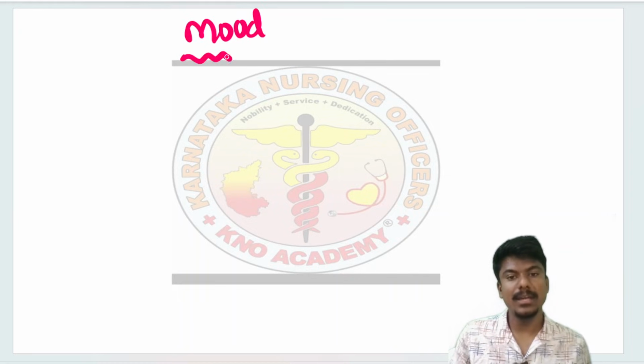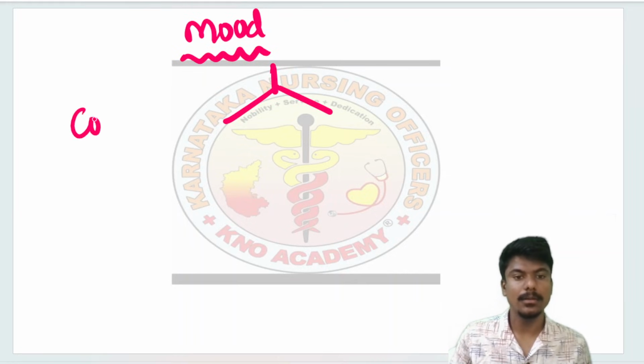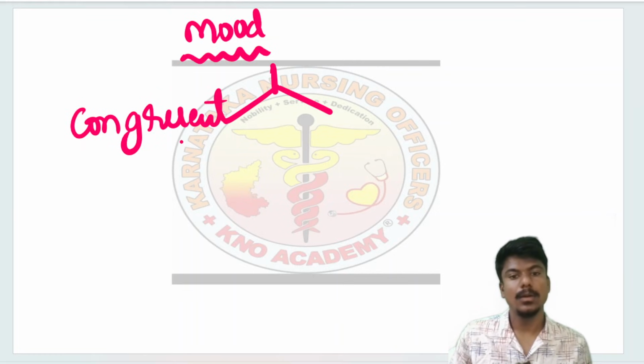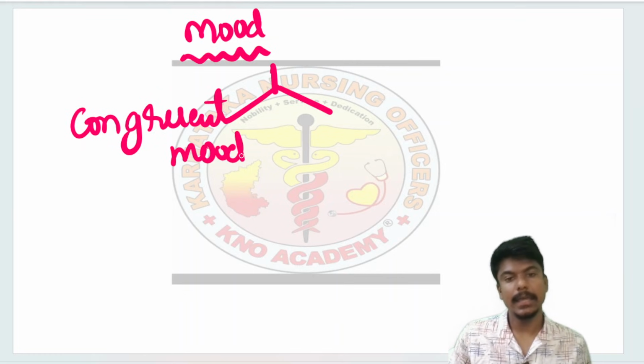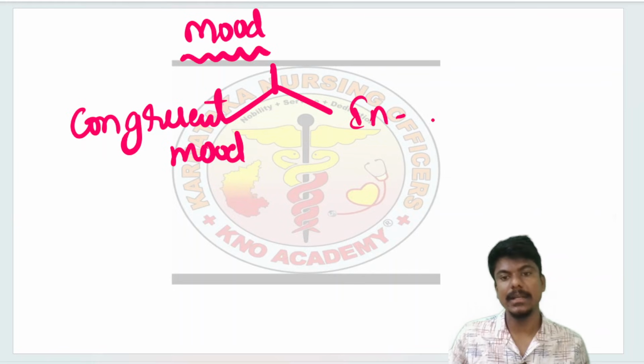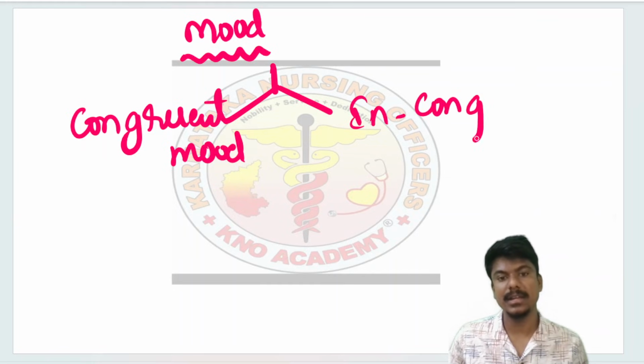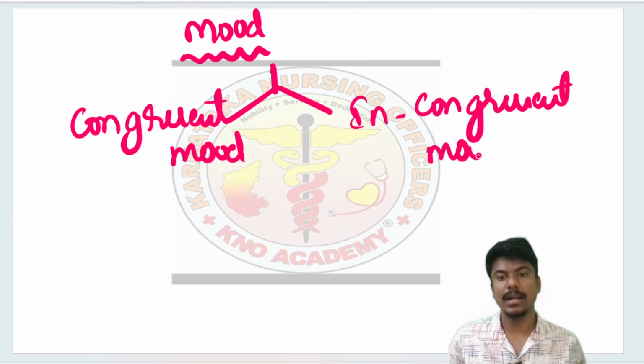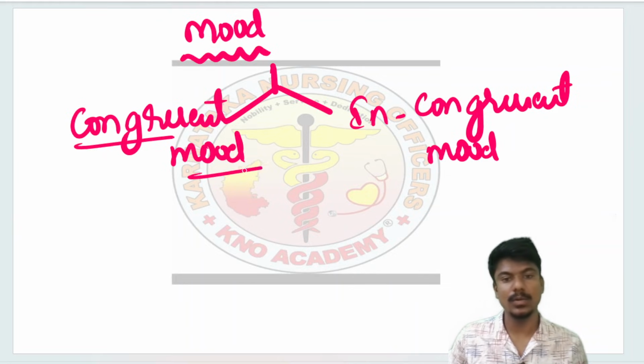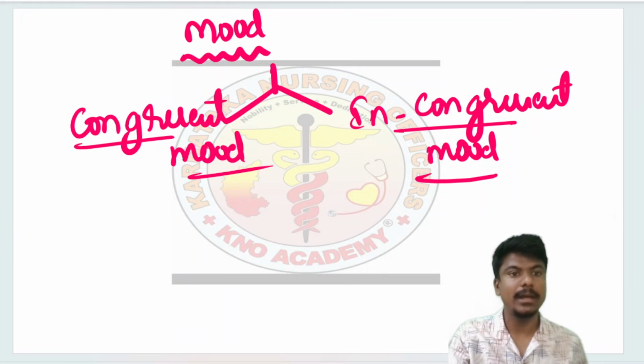So mode can be of two types. The first one I told you is congruent mode, and the other is incongruent mode. Two terms are there: congruent mode and incongruent mode.